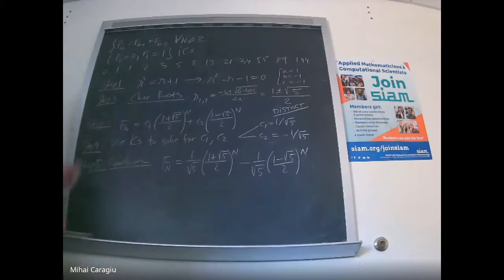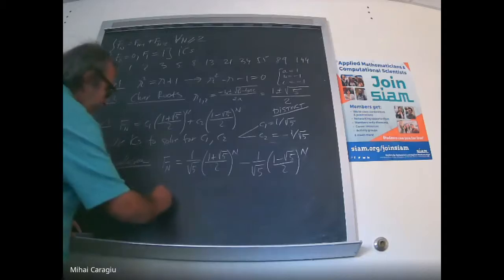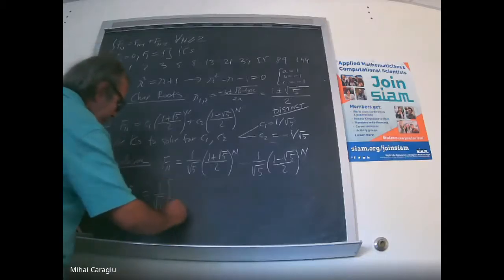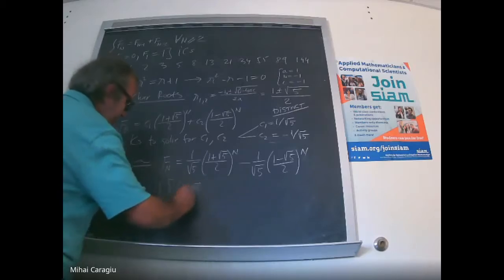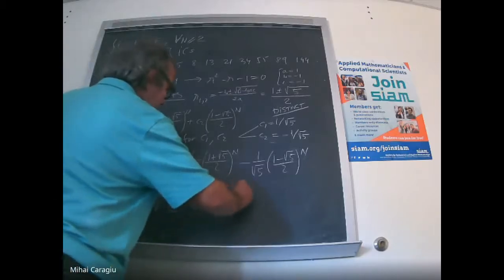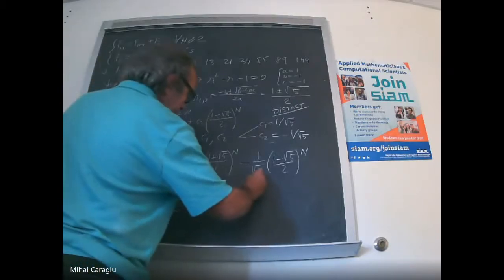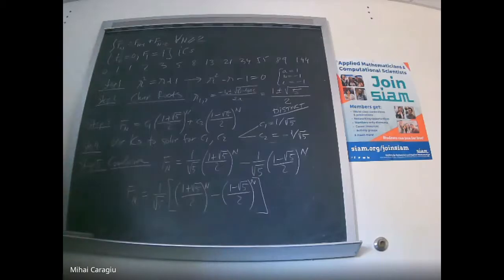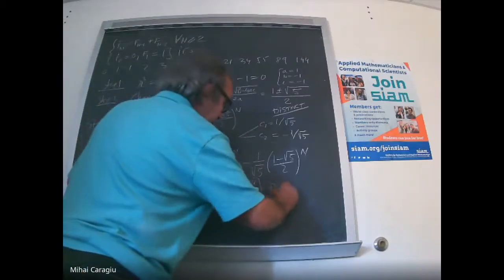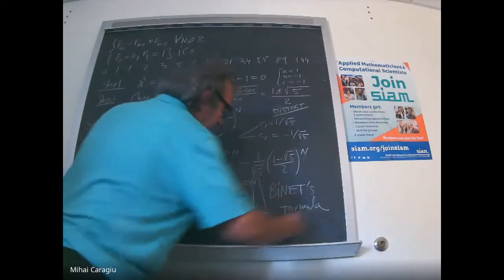Or if you want to give a common factor of 1 over square root of 5, we get the celebrated Binet formula. Fn equals 1 over square root 5 times the bracket of ((1 plus square root of 5) over 2) to the power n minus ((1 minus square root 5) over 2) to the power n. So this is Binet's formula, an explicit form for the Fibonacci sequence.